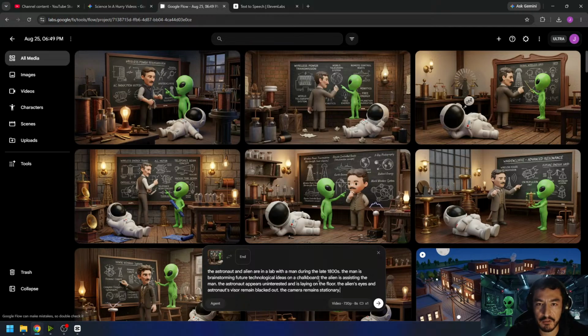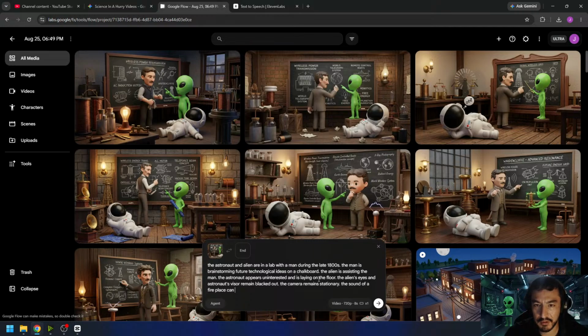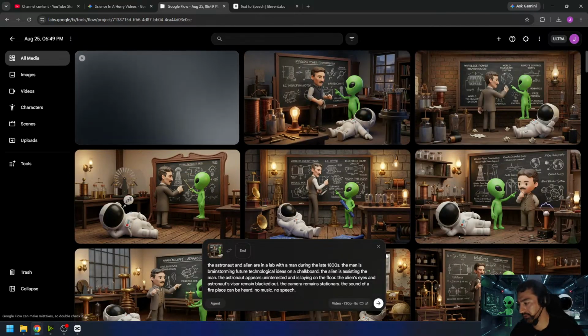What kind of sound do I want here? I don't know if I put chalkboard sound, it's going to be weird if they're not writing on the chalkboard. And there isn't really any space for them to write anything else on. So I could do, it looks like it's nighttime, so the sound of a fireplace can be heard, just to give it some sort of ambient sound. Camera remains stationary. The sound of a fireplace can be heard. No music, no speech, because I don't want them talking. Okay, give that a shot. See what that looks like.